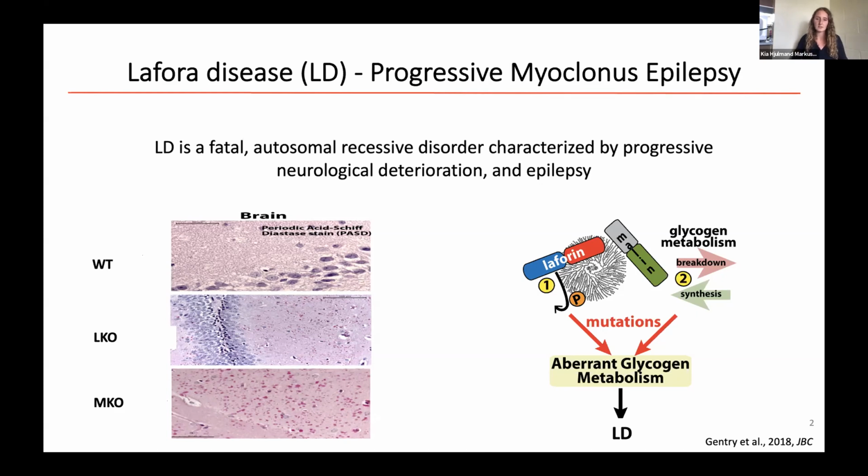The disease is caused by mutations in the genes coding for either Laforin, which is a glycogen phosphatase, or Malin, which is the E3 ubiquitin ligase. And these mutations can lead to this aberrant glycogen metabolism and LD. This is a loss of function, sorry. And we have mouse models for both of these genes, the Laforin and Malin knockout mice, and today I will focus on the Laforin deficient mice.